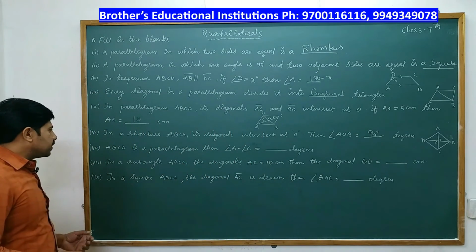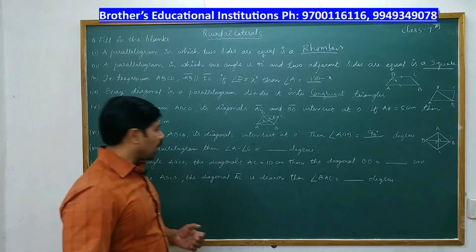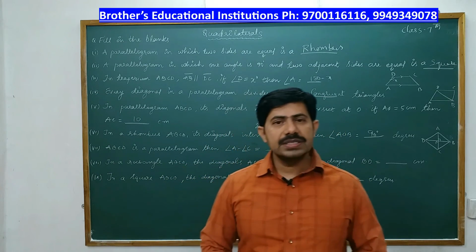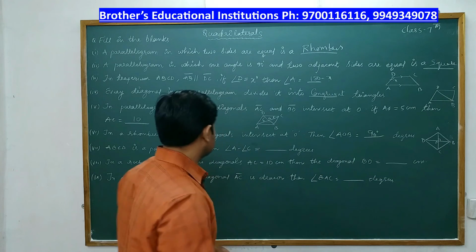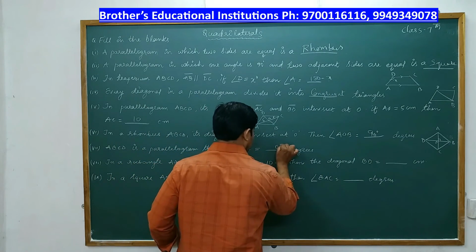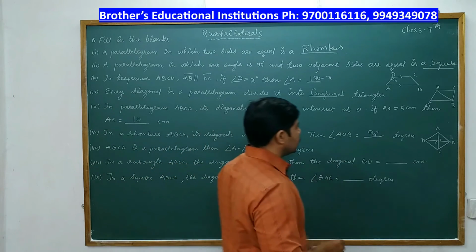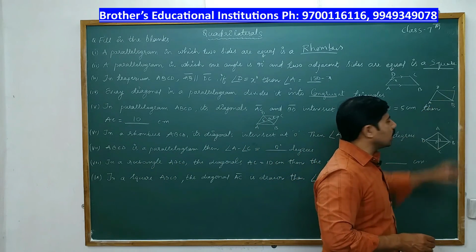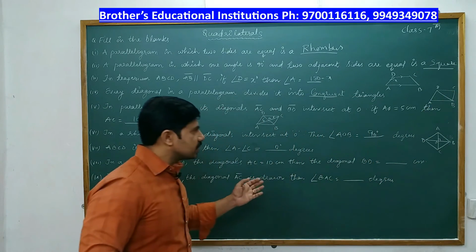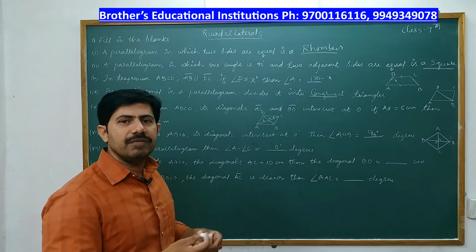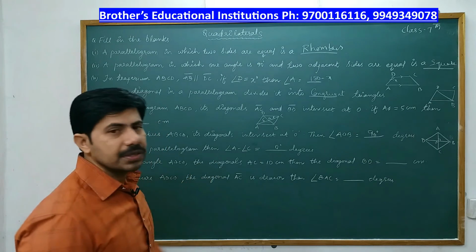Then ABCD is a parallelogram. Then angle A minus angle C is nothing but 0 degrees. Why? In a parallelogram, opposite angles are equal. Suppose A is 30 degrees, C is also 30 degrees. So 30 minus 30 will be 0. That's why it is 0 degrees.